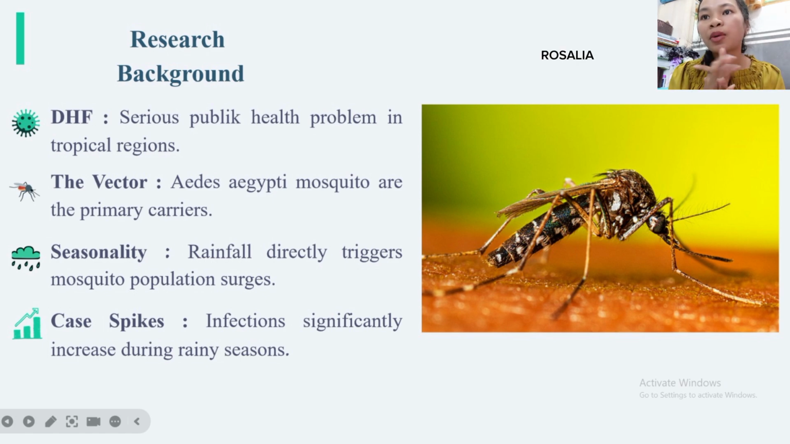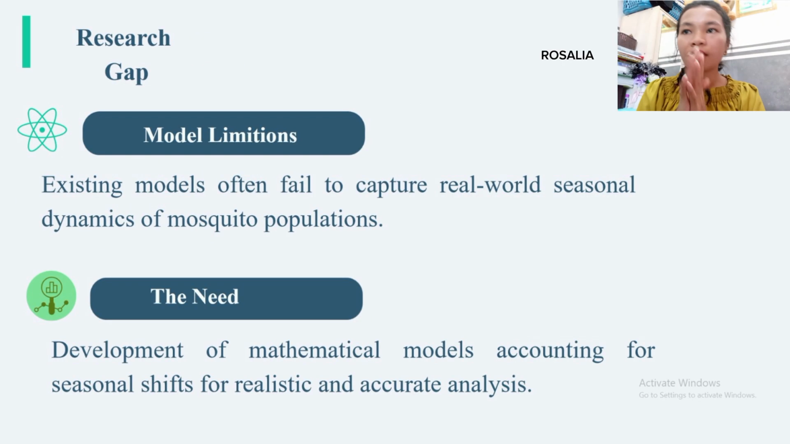DHF is a serious public health problem in tropical regions. The main factor is the Aedes aegypti mosquito, which spreads the dengue virus to humans. Rainfall also plays an important role because it increases mosquito breeding sites that cause the mosquito population to grow during the rainy season. As a result, dengue cases usually increase significantly during rainy season. Therefore, this research focuses on the relationship between rainfall and the spread of DHF.